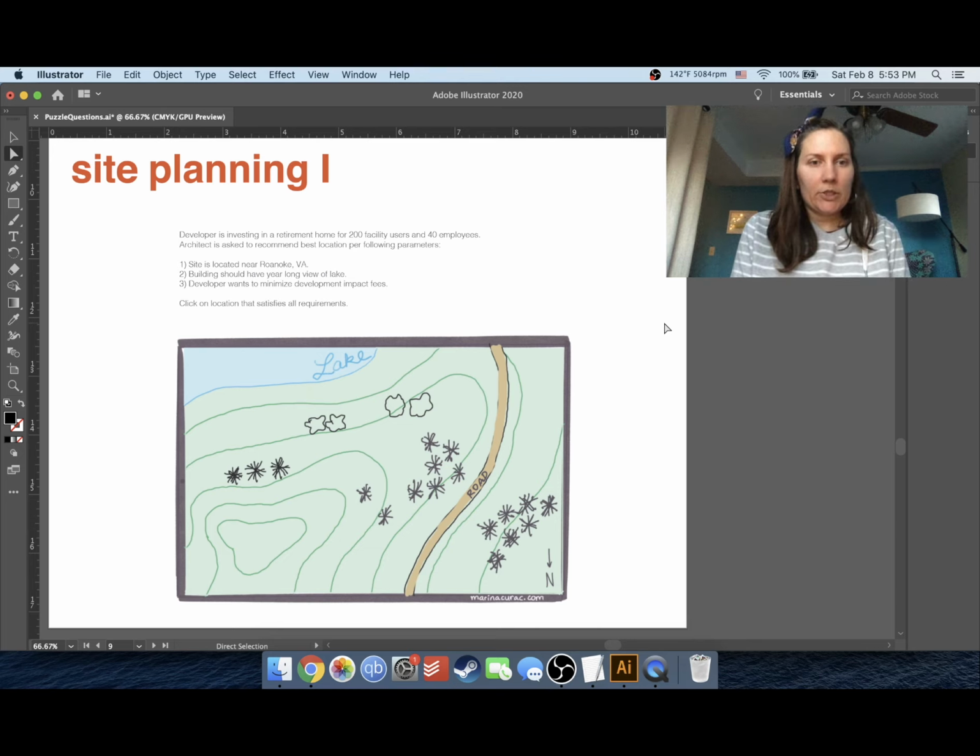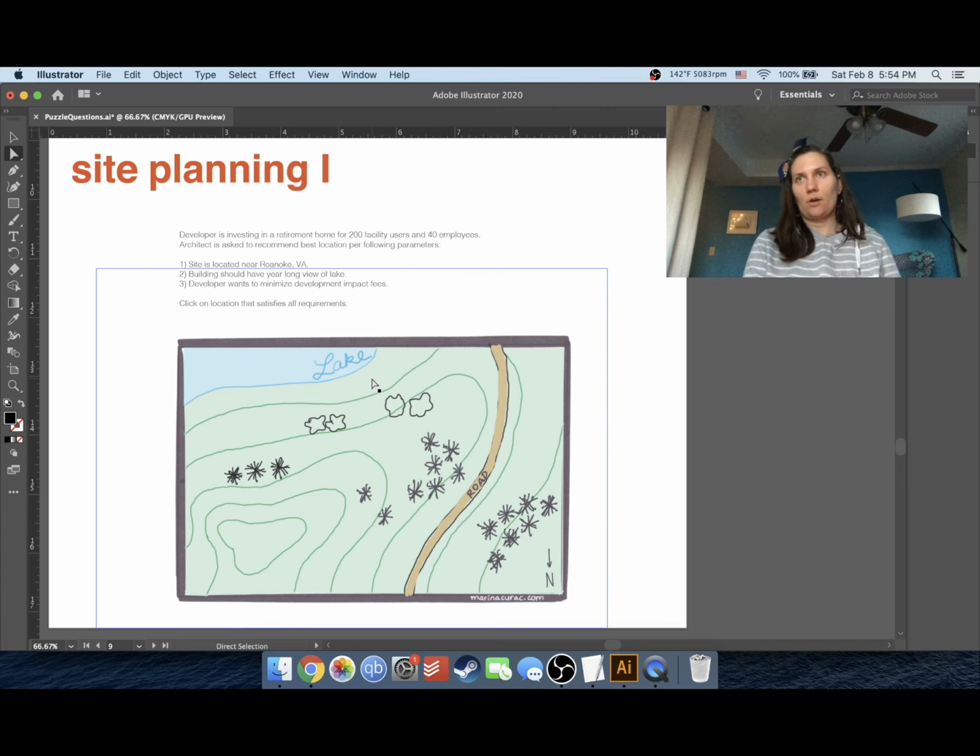Number 2, building should have year-long view of lake. Okay, so this here is a pretty big clue, and we already said that south is going up, and the lake is on the south. So if we start looking at how the topo lines flow, you want to start looking for open spaces without a lot of grade change. Now here I would identify 3 areas. I would be looking at this peak here, this flattish area here, and probably here.